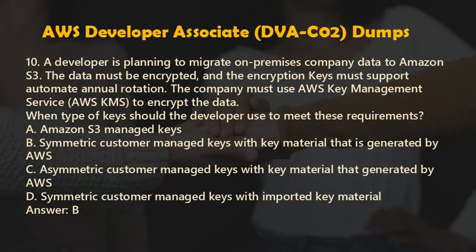10. A developer is planning to migrate on-premises company data to Amazon S3. The data must be encrypted, and the encryption keys must support automated annual rotation. The company must use AWS Key Management Service, AWS KMS, to encrypt the data. What type of keys should the developer use to meet these requirements?